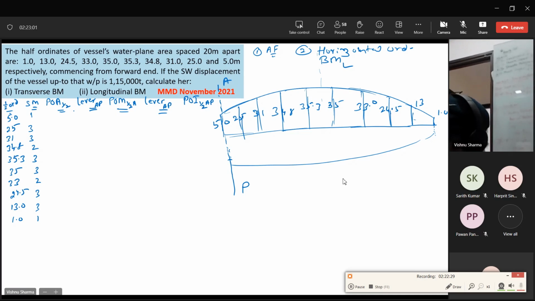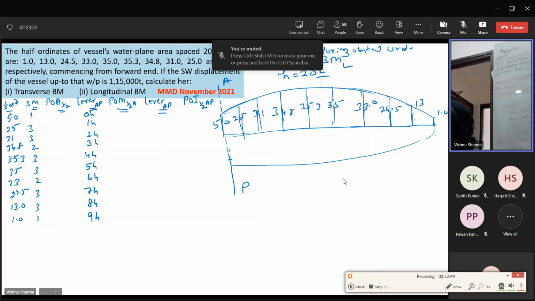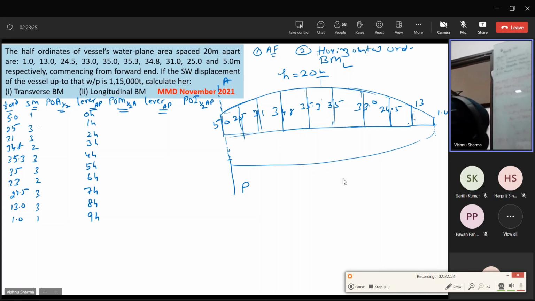Now levers, H is given in the question as 20 meters, beta. Levers will be 0h, 1h, 2h, 3h, 4h, 5h, 6h, 7h, 8h, and 9h. I go to the diagram and check. 0, 1, 2, 3, 4, 5, 6, 7, 8, 9. That means it's correct. I repeat these levers in the next column here. 0h, 1h, 2h, 3h, 4h, 5h, 6h, 7h, 8h, 9h. We complete the thing. We get SOP area, half area.